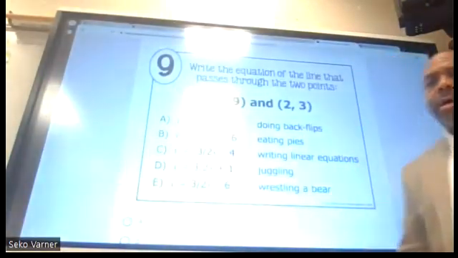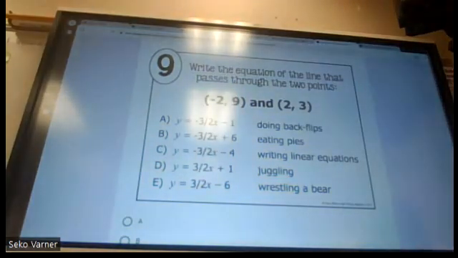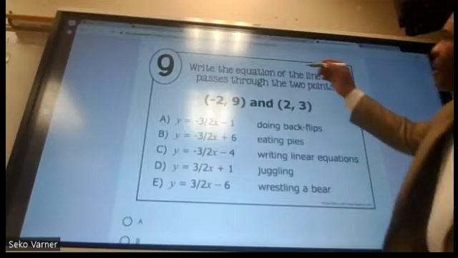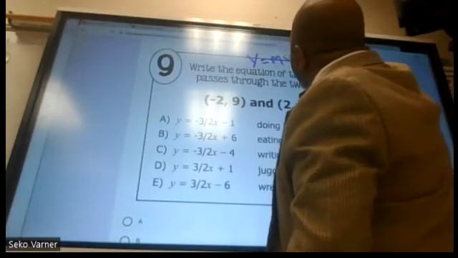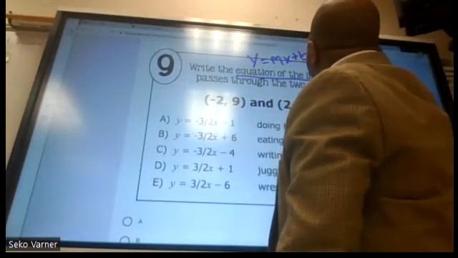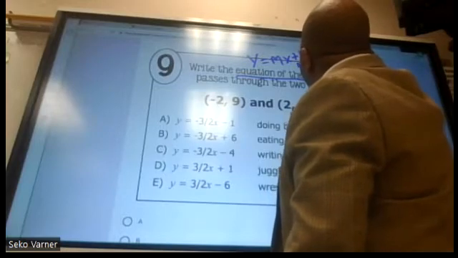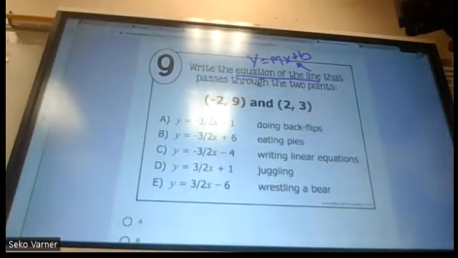There we go. All right, so this says write the equation of the line. The equation of the line is y equals mx plus b. So that's the same thing. The equation of the line is this. All right, so write the equation of the line.